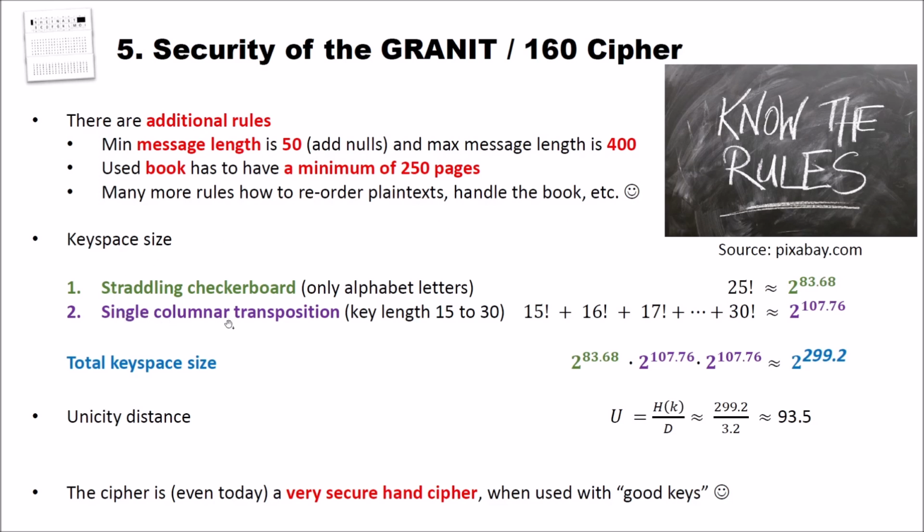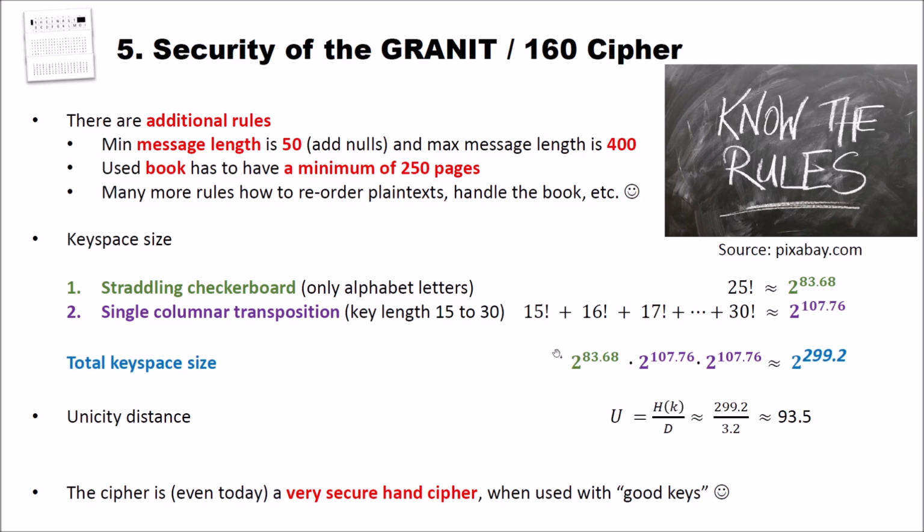Then, for a single columnar transposition cipher, and here we use key lengths from 15 to 30, we can also compute the key space size. For a key of length 15, we have 15 factorial, then for a key of length 16, we have 16 factorial, for 17, 17 factorial, and so on, and for a key of length 30, we have 30 factorial. And in this case, we have to add all the key lengths. And the result is 2 to the power of 107.76.